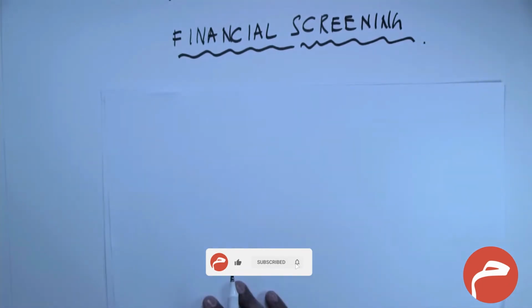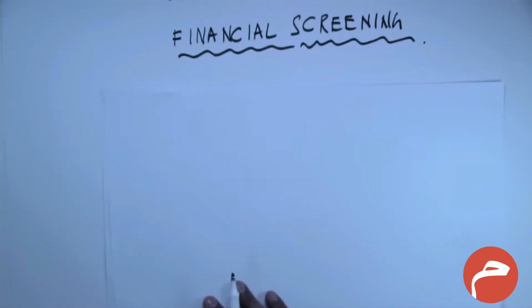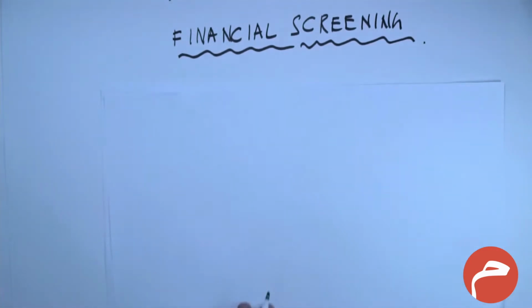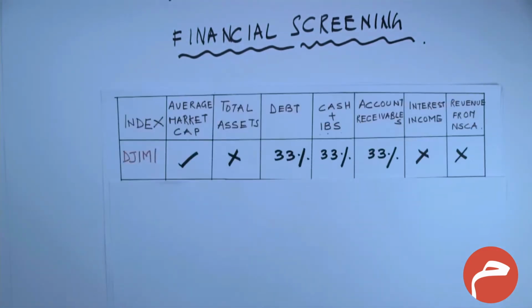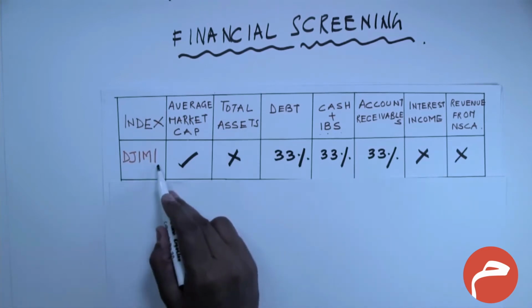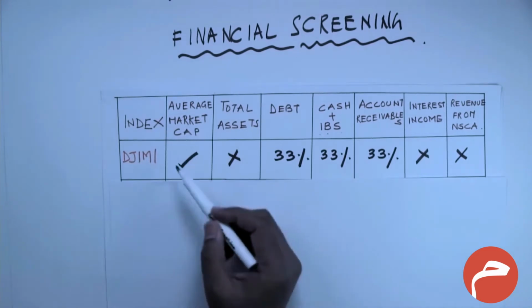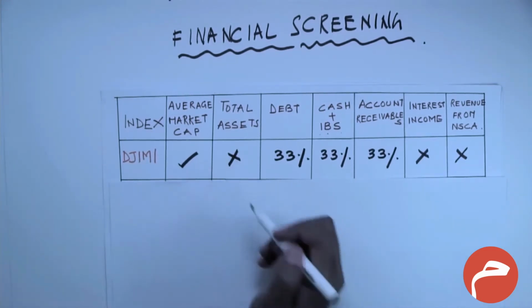Now here we will be looking at a comparative analysis of how different Sharia compliant indices and institutions are using financial screening for investments. Let us first look at the Dow Jones Islamic Market Index. Dow Jones Islamic Market Index uses average market cap. It doesn't use the total assets.